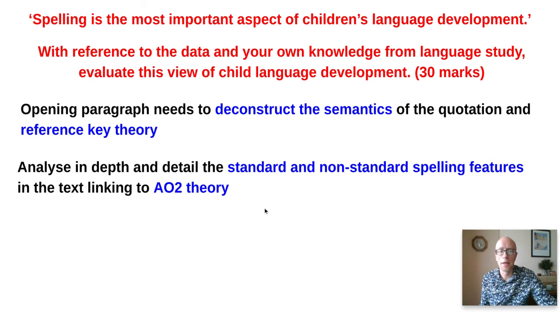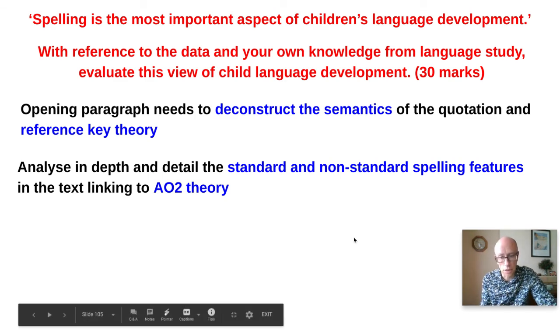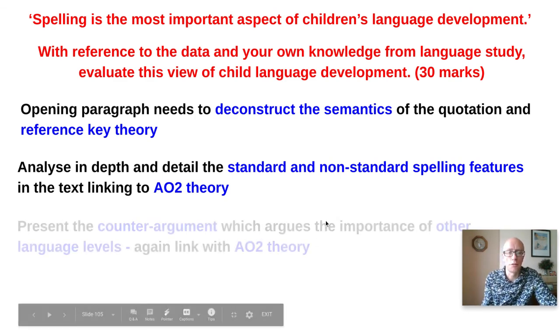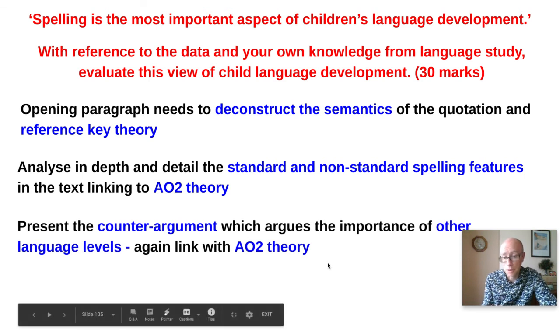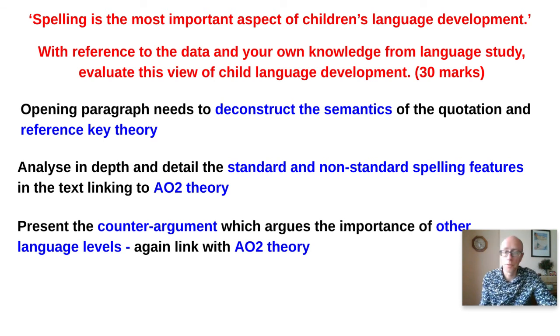and then get stuck into your data. So look at some of the standard and non-standard spelling features that you're seeing in the text, linking it to AO2 theory. But do make sure when you're writing about the data that it's embedded within your paragraphs, and that you have topic sentences which keep answering the question, rather than it turning into simply a commentary on the text in front of you. Do present the counter argument, which argues the importance of other language levels, and again, link that in with AO2 theory. So, for example, you might be bringing in Vygotsky and his zone of proximal development.